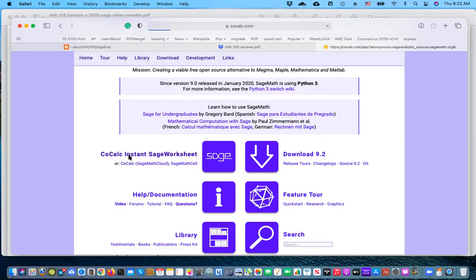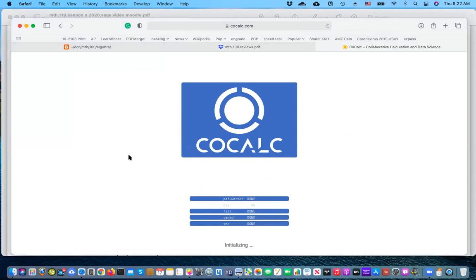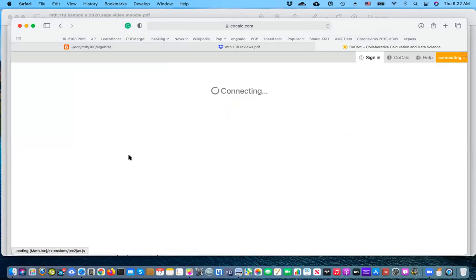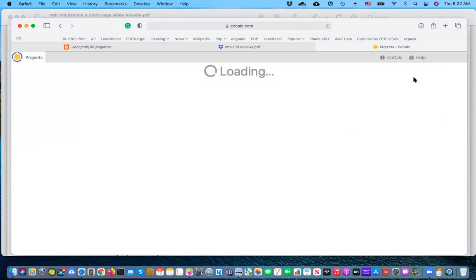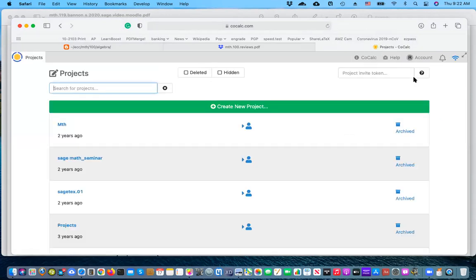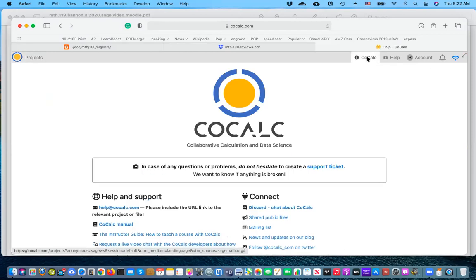If you click on CoCalc, it's going to launch a web-based application that allows you to run Sage. I've got to log in, sorry. You might have to create an account, by the way. Let's see what I've got over here. Let me click here, CoCalc. Something weird happened here. Let me go to my account.